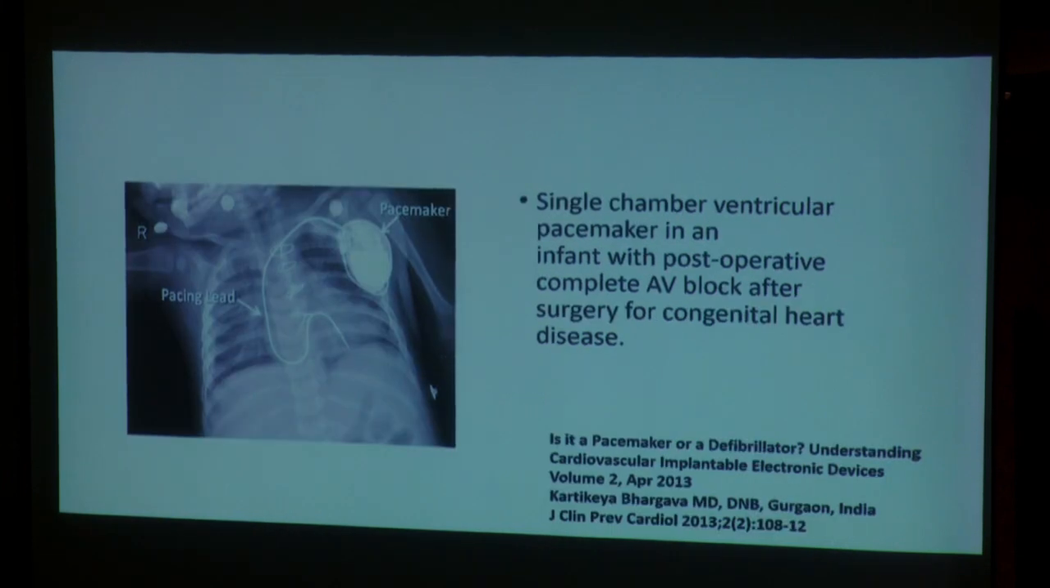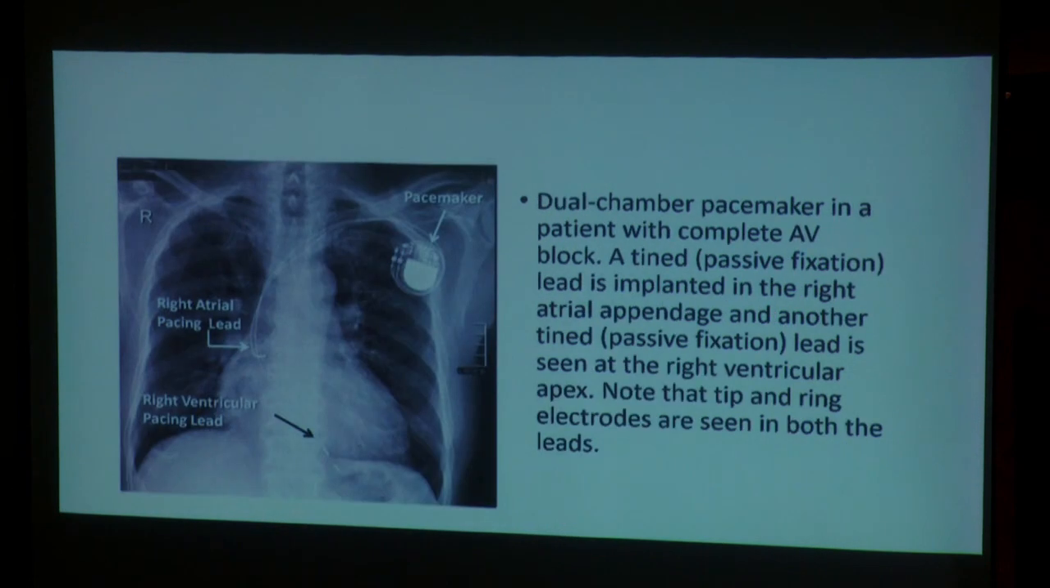This one is a single chamber ventricular pacemaker. You see here the tip in the right ventricle. This is the battery and the pacing lead. You always look for the number of pacing leads. If you see one, it's a single chamber pacemaker. When you see two, it's a dual chamber pacemaker. So this is a dual chamber pacemaker. One lead is in the right atrium and the other lead is in the right ventricle. Okay, what is this then?